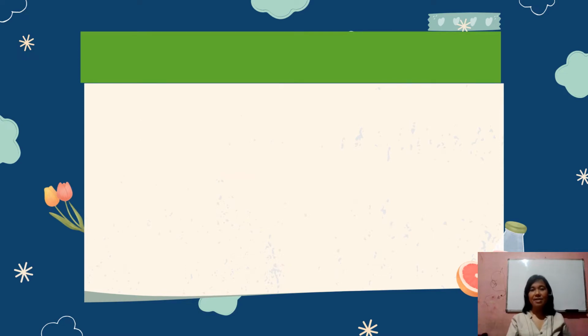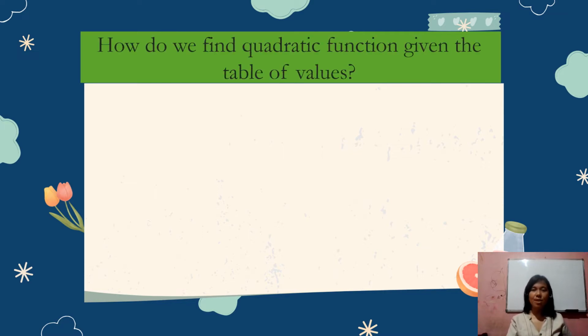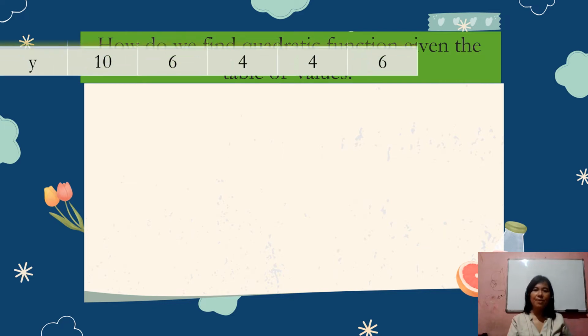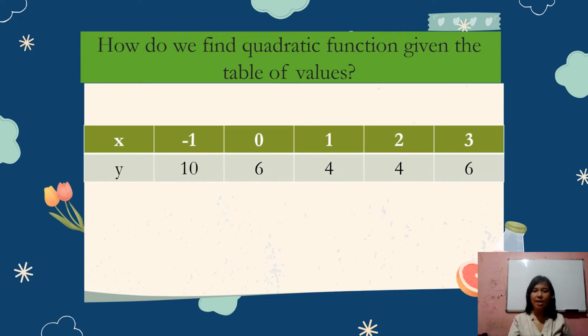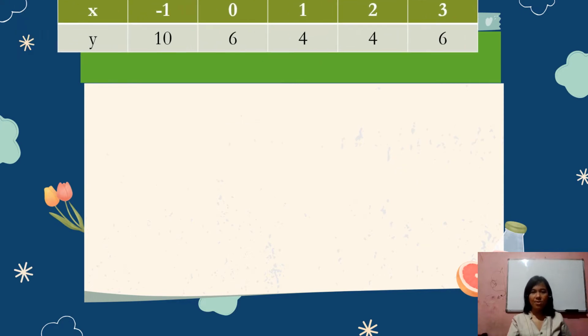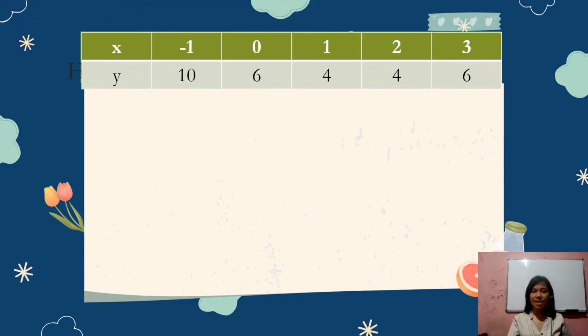Alright, dahil na-review na natin yung process, yung skill na dapat natin gamitin, let's come now in the discussion of how to find quadratic functions given the table of values. For example, meron tayong table na ganito. Okay? Wala tayong equation. Yun yung hahanapin natin. Okay? Paano nga ba? So, given this, meron tayong steps na kailangan i-follow.